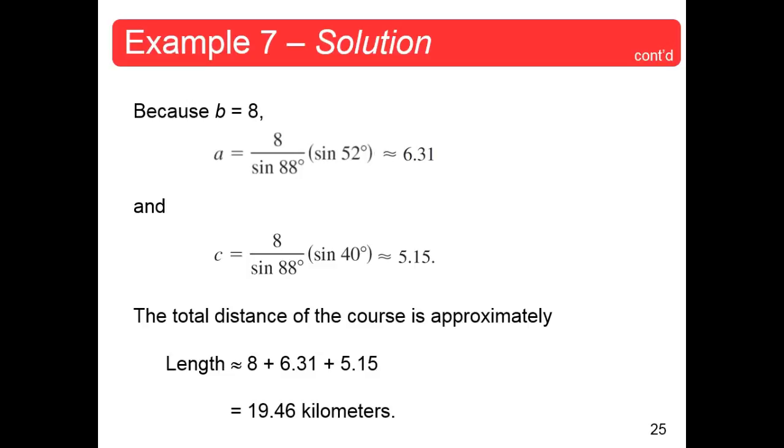Now, number 4. The area of an oblique triangle ABC is either 1/2 BC sine A or 1/2 AB sine C, or 1/2 AC sine B.